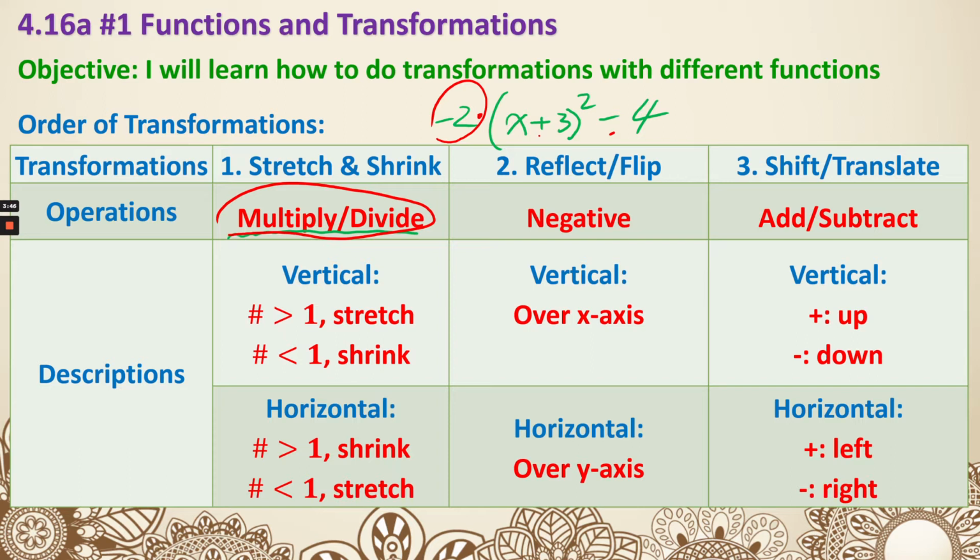And next, we need to understand that for multiply and divide, that could happen either with the x, or not with the x. That's why we have a vertical stretch or shrink and a horizontal stretch or shrink.